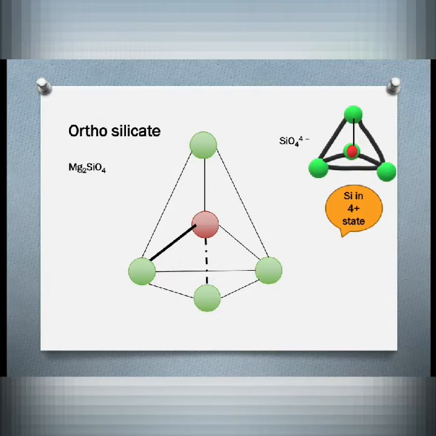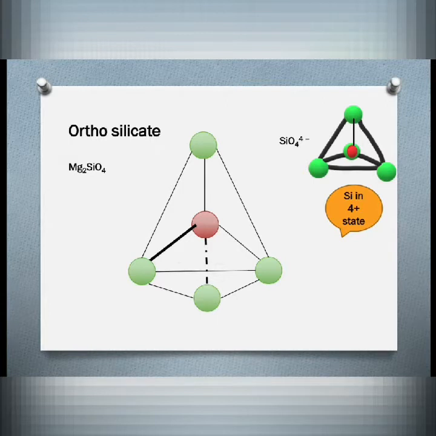One example of orthosilicate is Mg2SiO4. In that case, the silicate unit is SiO4 4 minus. The Mg is in the +2 state, hence the silicate unit is SiO4 4 minus, and this is an example of an orthosilicate. For orthosilicate, no oxygen atom is shared.